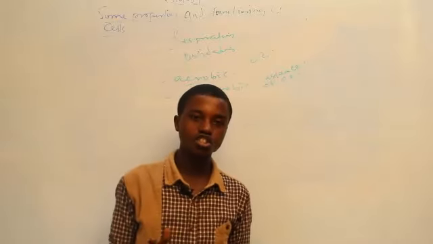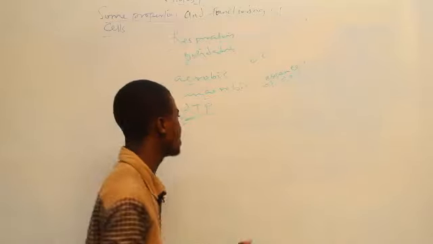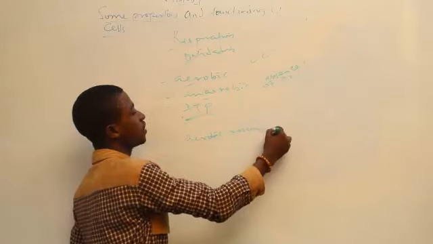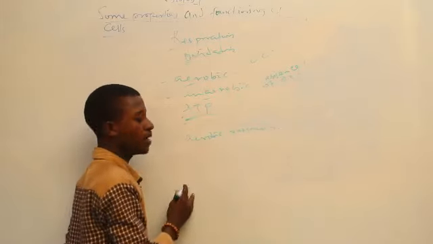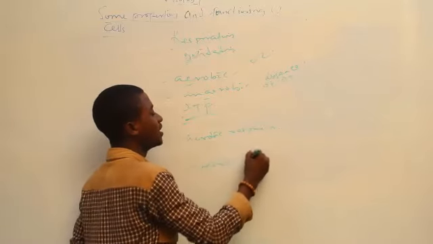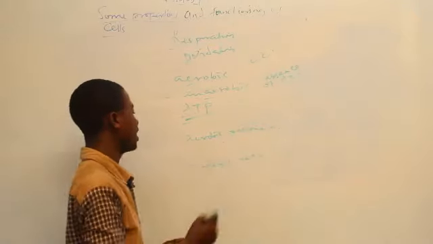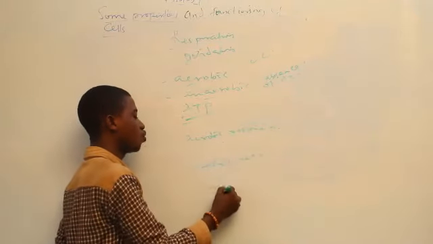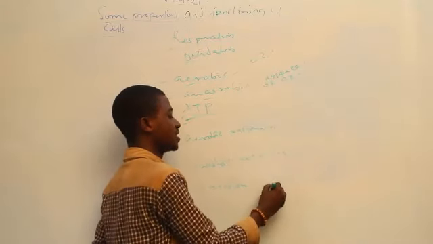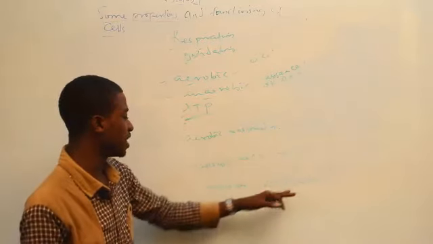That is aerobic respiration. And it leads me to tell you that aerobic respiration has two pathways, and those pathways are called glycolysis and Krebs cycle. Glycolysis takes place in the cytoplasm, while Krebs cycle takes place in the what? In the mitochondria. The mitochondria is called the powerhouse.